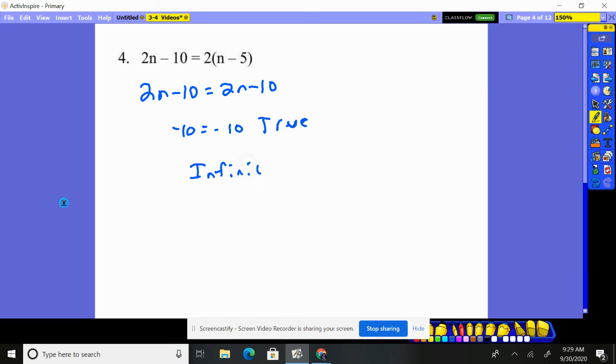In other words, no matter what I plug into n, it's going to be true. If I plug in 1, I'll get negative 8 on the left and negative 8 on the right. So there's an infinite number of solutions. Okay. There's problems 1 through 4.